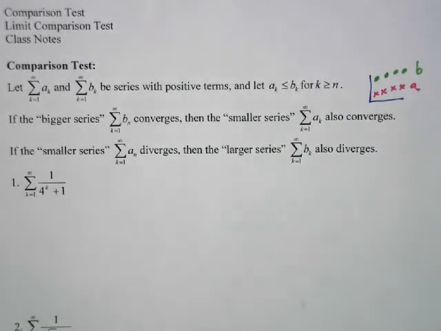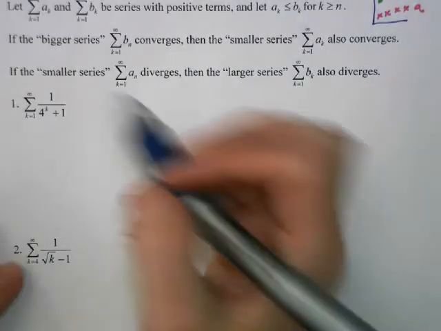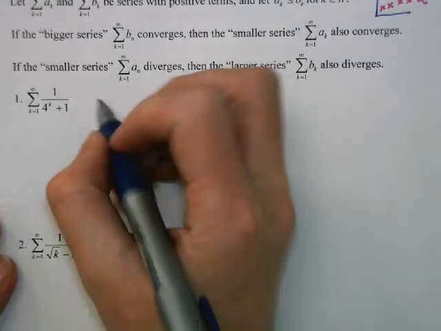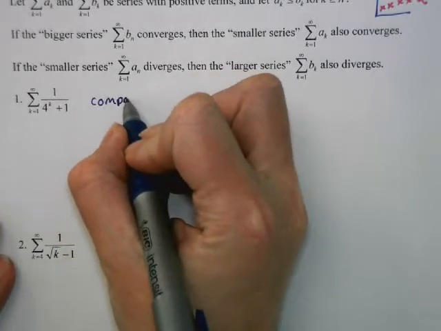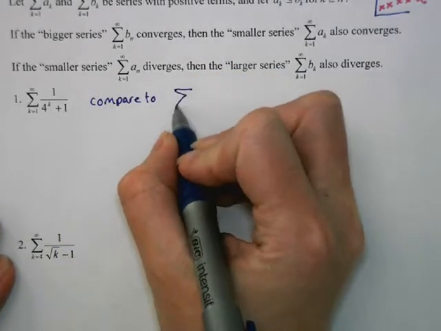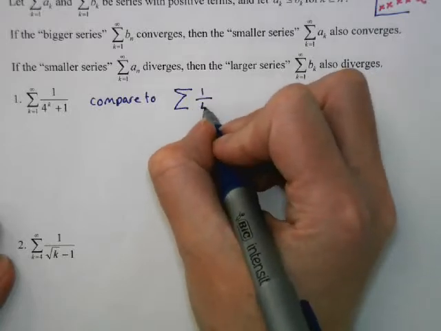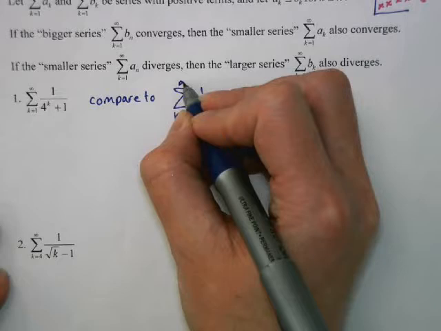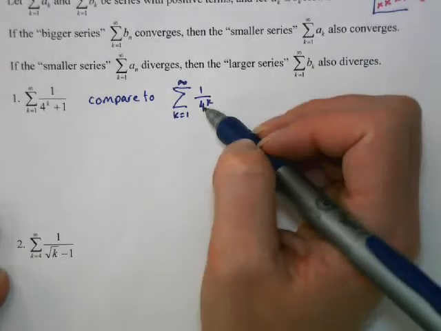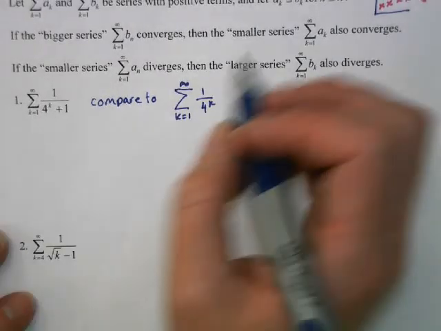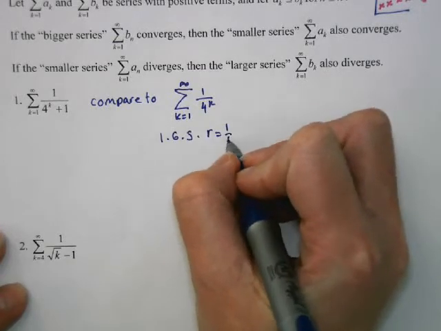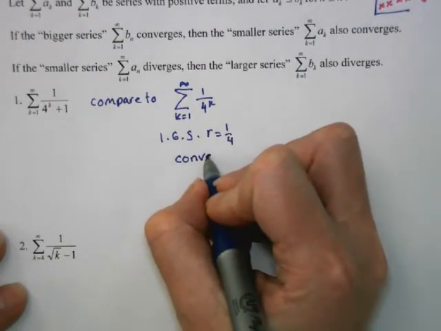So you have to choose a candidate to compare to. You want to choose something similar to what you have, but something that we know about. So I'm going to compare this to 1/4 to the k. Okay, and you can put in all the stuff, but why did I pick this one? Well, this is an infinite geometric series with a ratio of 1/4, which means this series converges.